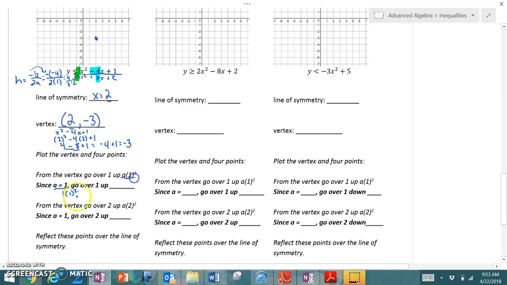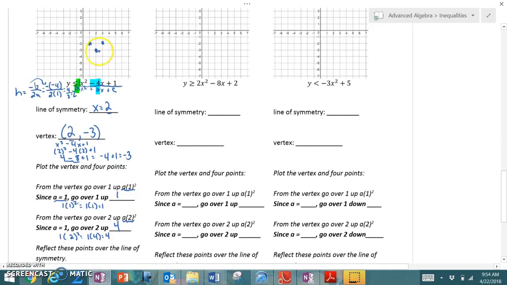It's always a times 1 squared. 1 times 1 is 1, which means from the vertex, I'm going to go over 1, up 1 in each direction. And then to find my other 2 points, I'm going to go a times 2 squared. So 1 times 2 squared is 1 times 4. So I'm going to go over 2, up 4 in each direction. So from the vertex, over 2, up 1, 2, 3, 4, over 2, up 4.